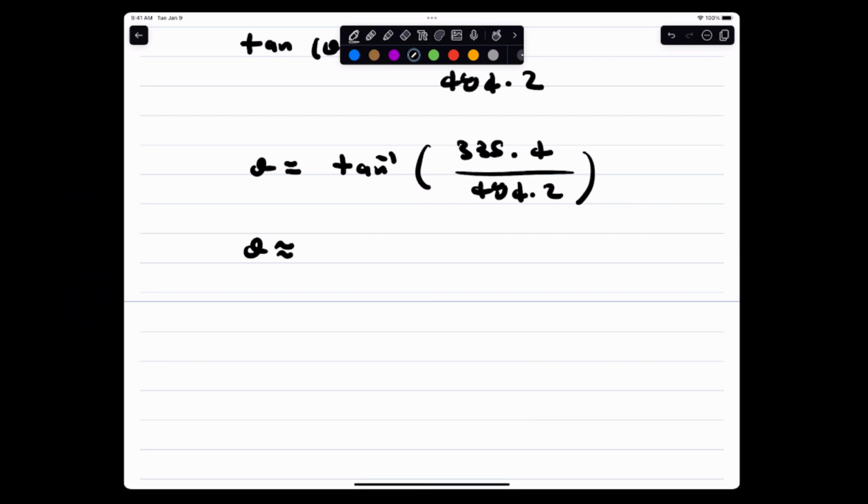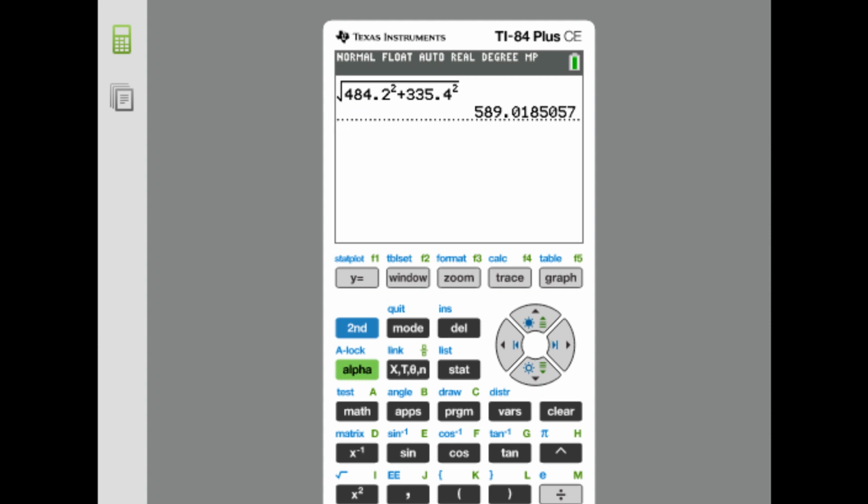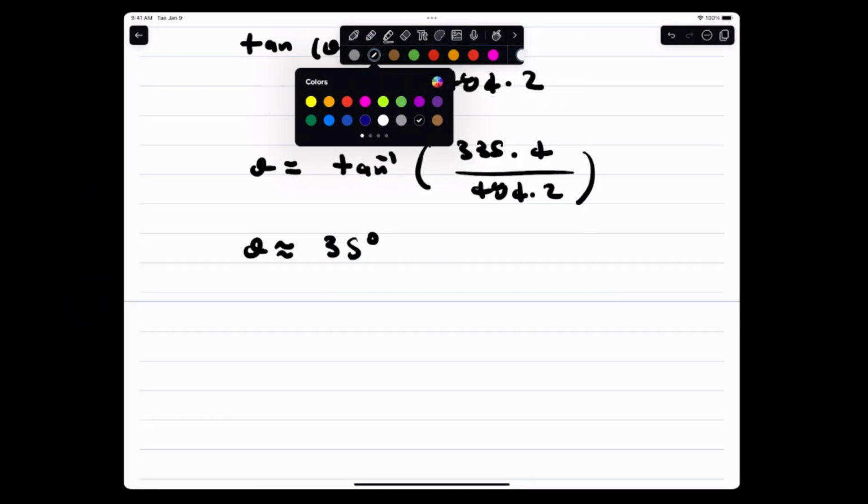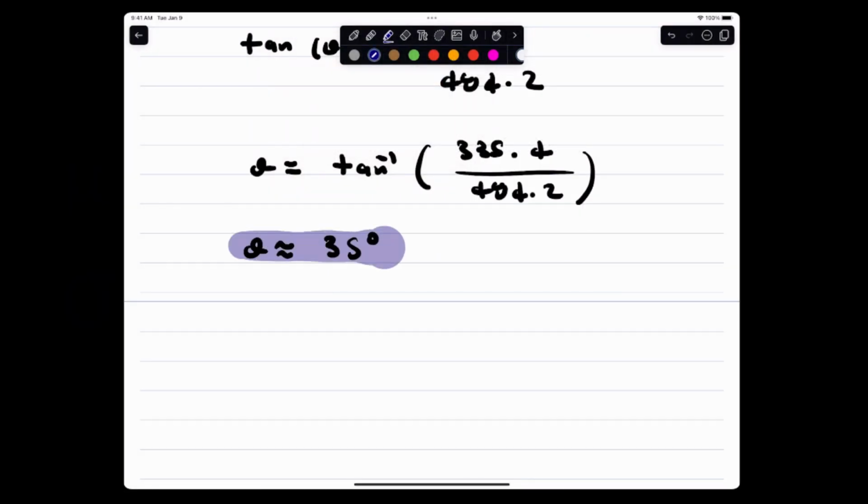We're going to go to the nearest whole angle, okay? Inverse tangent. Second inverse tangent. 335.4, divide 484.2. Close that. What do you end up with? What angle is that? 35 degrees. So this angle is 35 degrees.